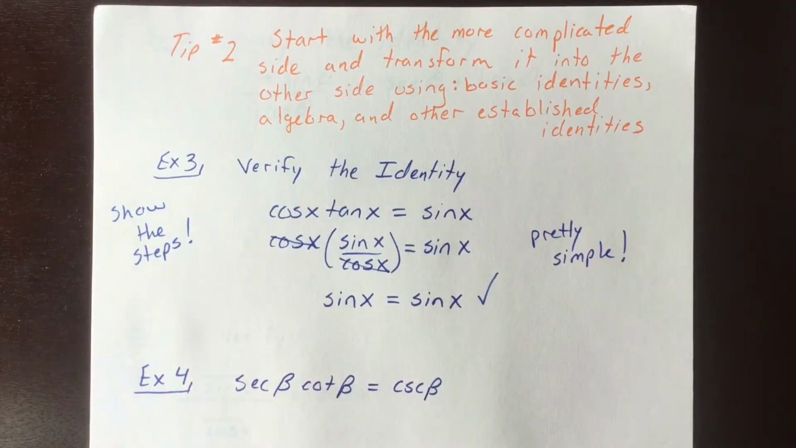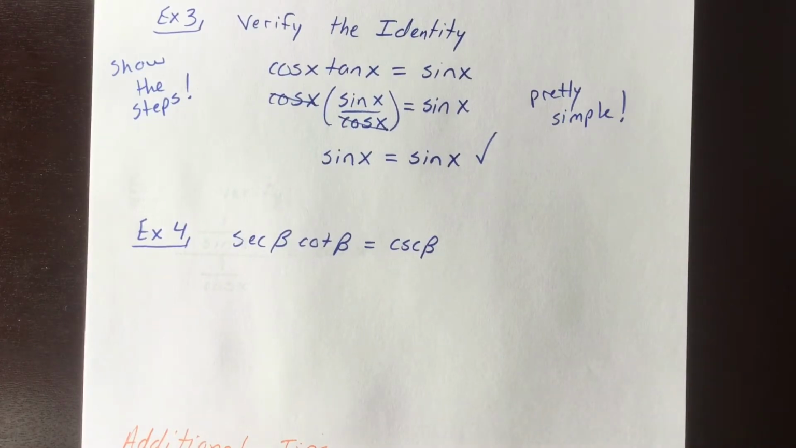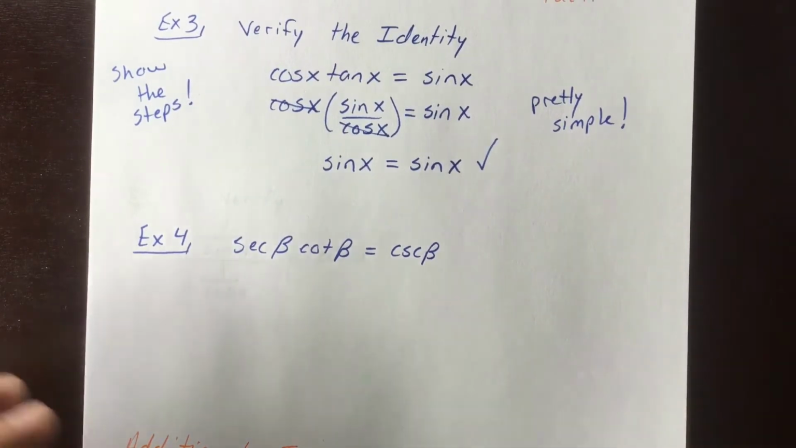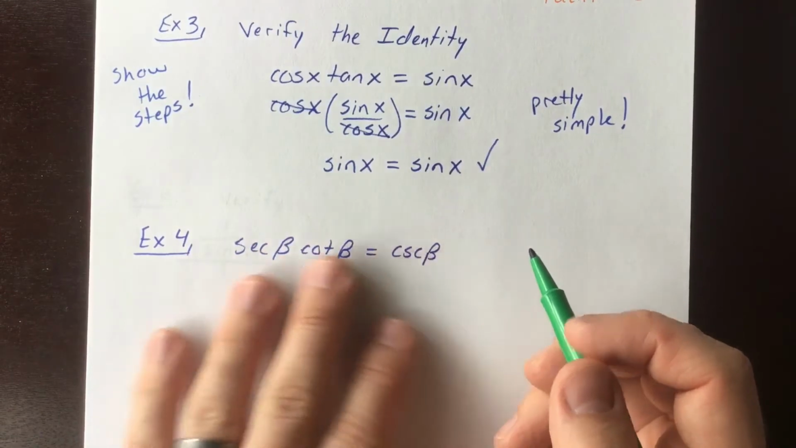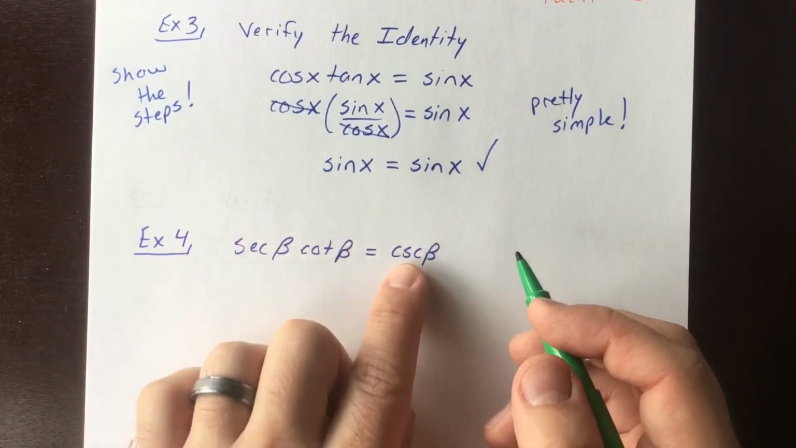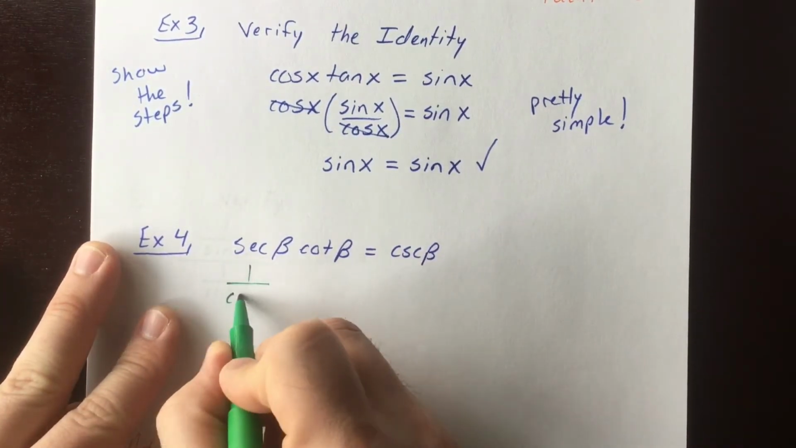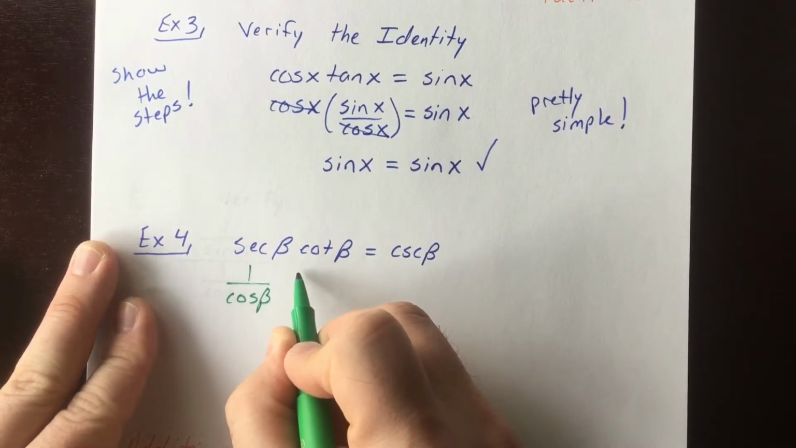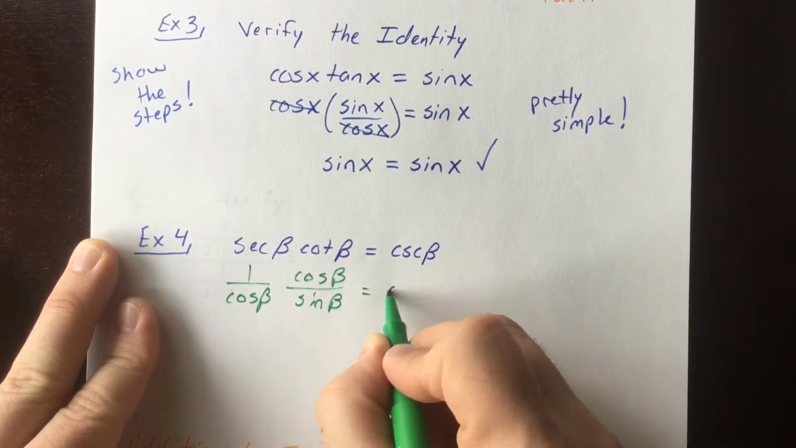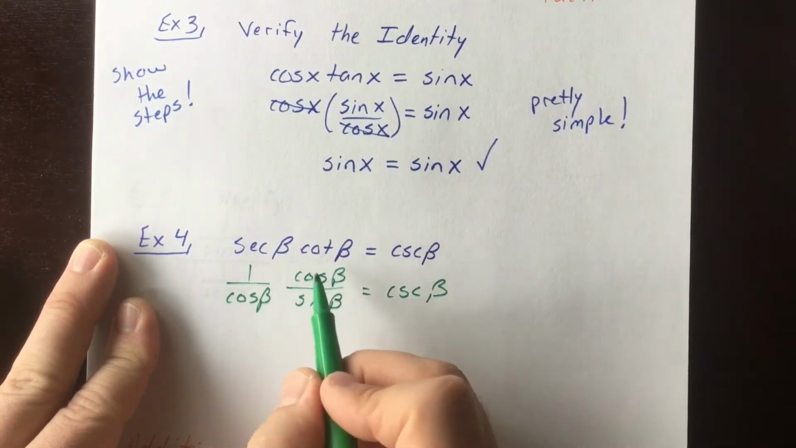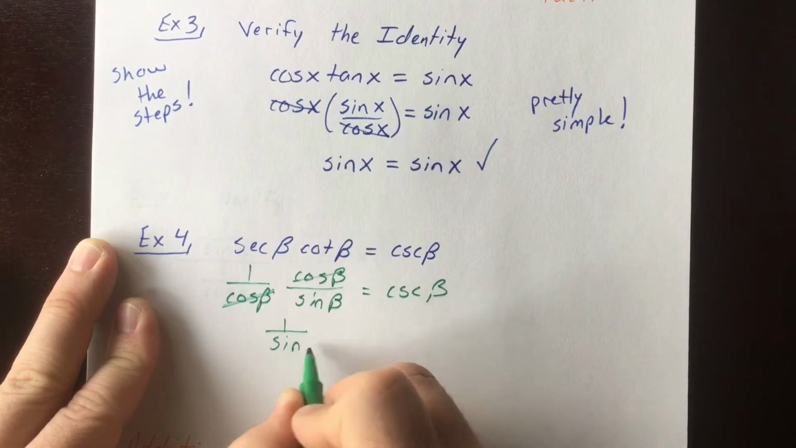Let's try something maybe a little more complicated. Secant of beta times cotangent of beta equals cosecant of beta. I'm thinking that the left side is a little more complicated than the right. So we're going to try to get this and write it as cosecant of beta. Secant we know is 1 over cosine. Cotangent we know is cosine over sine. We see that simplifies, which leaves us with 1 over sine of beta.